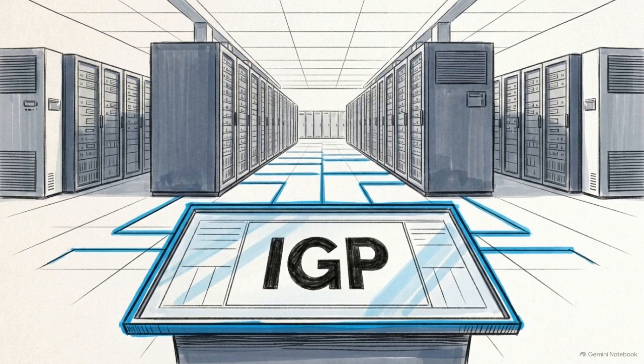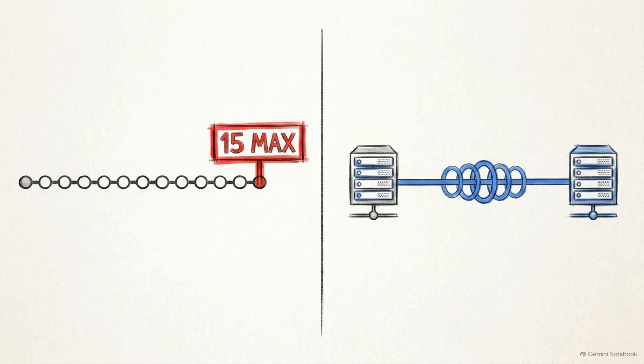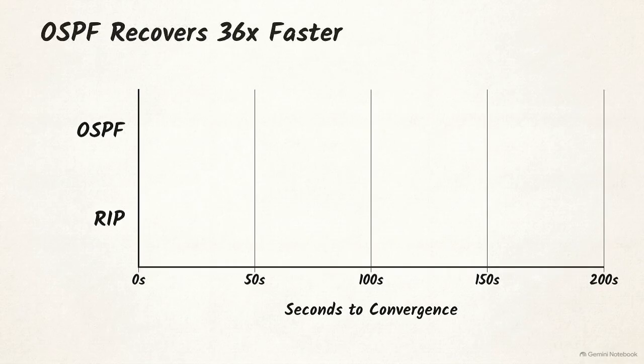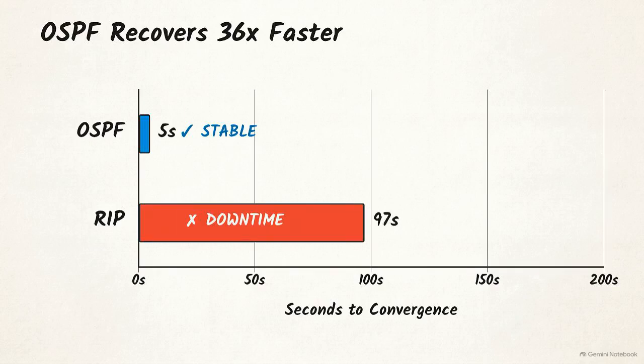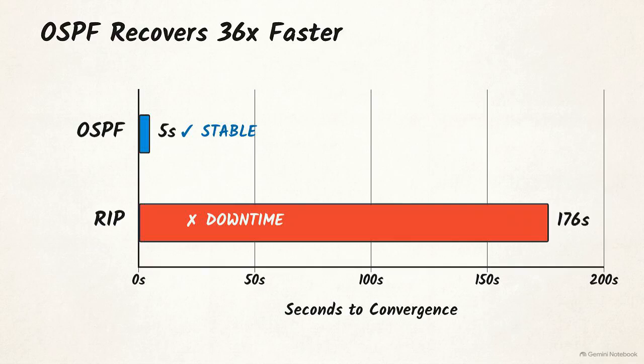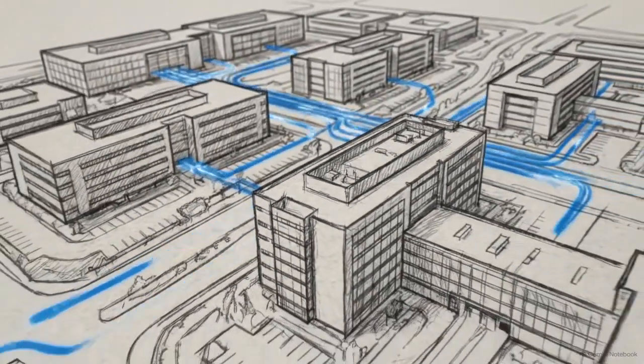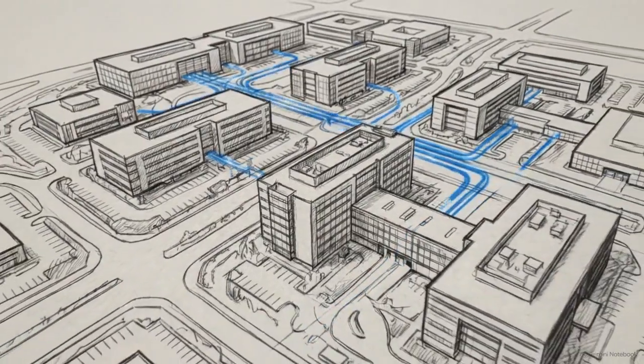Block 2 examines interior gateway protocols. We detail RIP's 15-hop limit, OSPF's synchronized link state database, and EIGRP's use of bandwidth and delay to calculate paths. This comparison shows the recovery speed of different protocols. OSPF typically converges in under 5 seconds, while RIP can take several minutes to reach a consistent view of the network. Ultimately, the physical scale of your internal network determines which of these mechanics are necessary for rapid recovery.